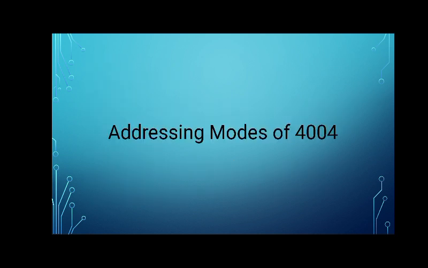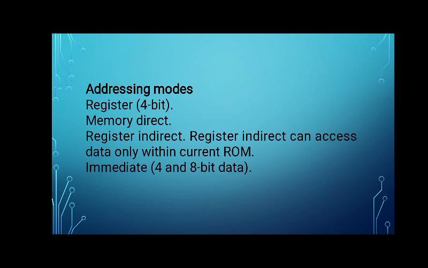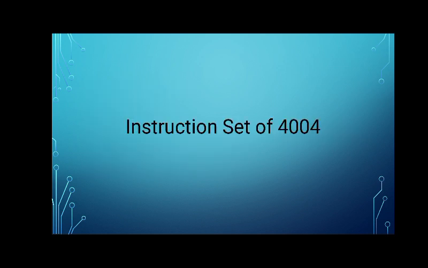Let's see what the addressing modes present in 4004 are. Register is a 4-bit addressing mode. Memory direct is an addressing mode. Register indirect can access data within the current ROM; using read-only memory we can access the data. Immediate means the data access will be fast. That's it. Next we have the instructions, the last part of the basics of Intel 4004.